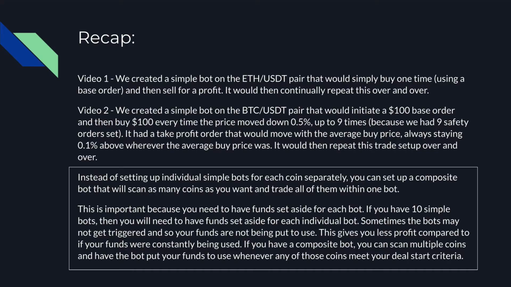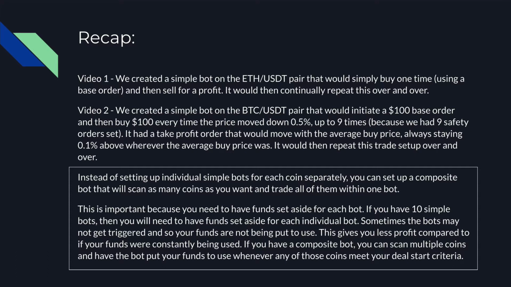So like this says, instead of setting up individual simple bots for each coin separately, you could set up a composite bot that will scan as many coins as you want and trade all of them with just one bot. This is important because you need to have funds set aside for each bot. So if you have 10 simple bots, then you will need funds set aside for each individual bot. Sometimes the bots might not get triggered, and so your funds are not being put to use. This gives you less profit compared to if your funds were consistently being used.